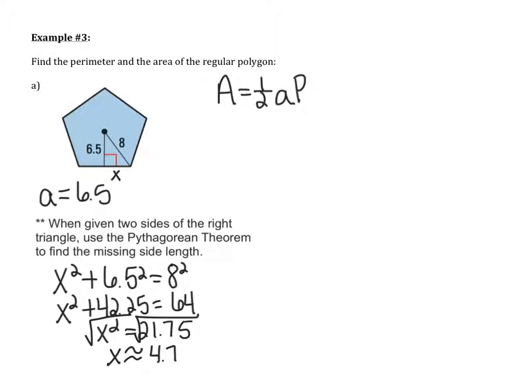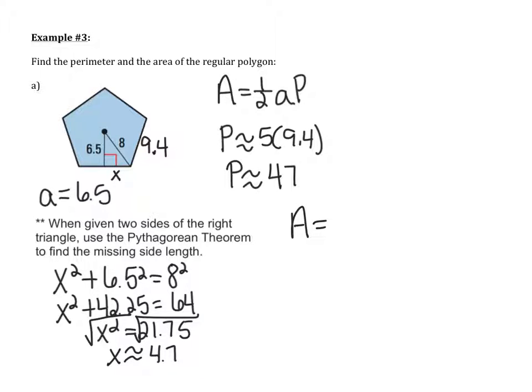So one side length would be about 9.4, and since it's a pentagon, I have 5 of those 9.4 lengths. So the perimeter would be about, and I'm using the about symbol since I rounded down here. I know that each side length is approximately 9.4, so the perimeter is going to also be an approximate measurement. So again, I have 5 side lengths, so 5 times 9.4 is about 47.